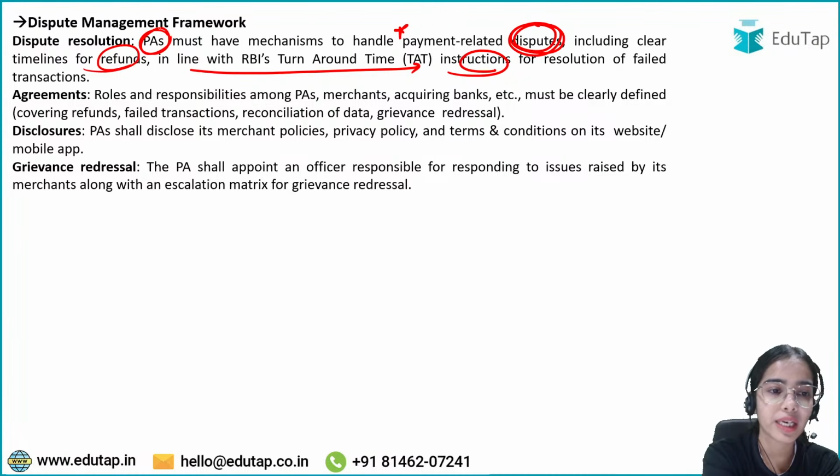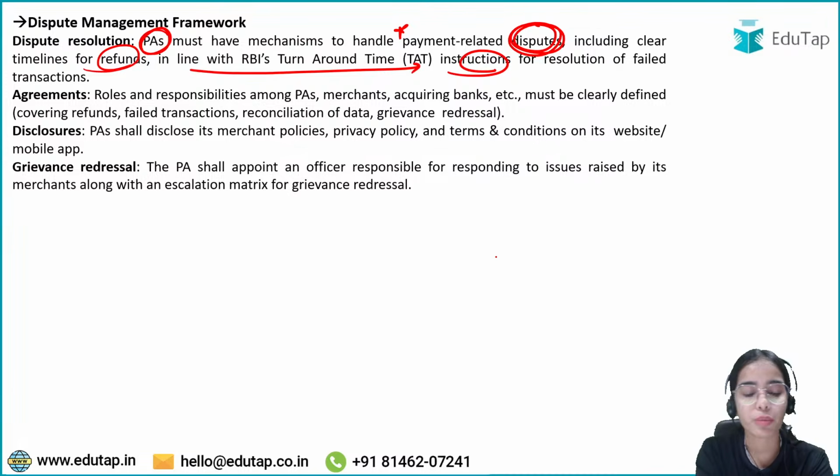Payment aggregators are handling the payments from customer to merchant, so they should have a mechanism to handle payment related disputes, and the refund should have a clear timeline: within how many days, within how many hours the refund will be given to the customer.